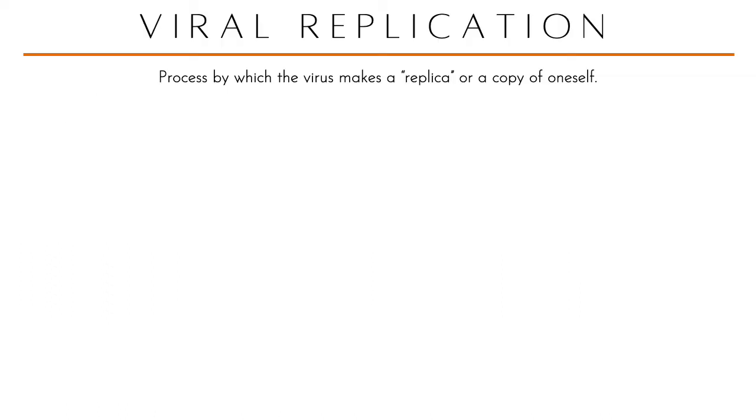Viral replication is the process by which a virus particle makes a replica or a copy of itself, meaning everything that makes this virus itself must be made again. From the nucleic acid and the capsid protein, to, if it has an envelope, the creation of another envelope and its proteins as well. This replica must be the same as the parent virus.